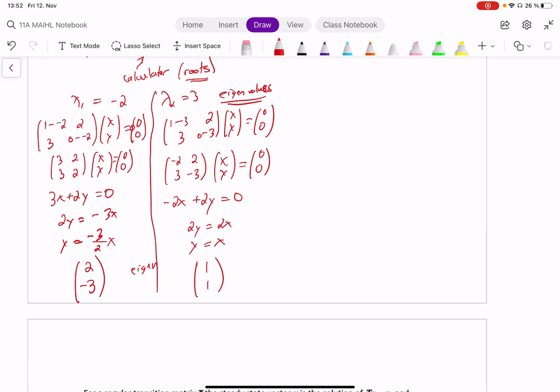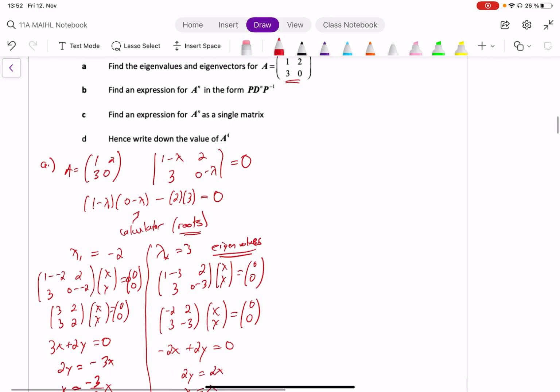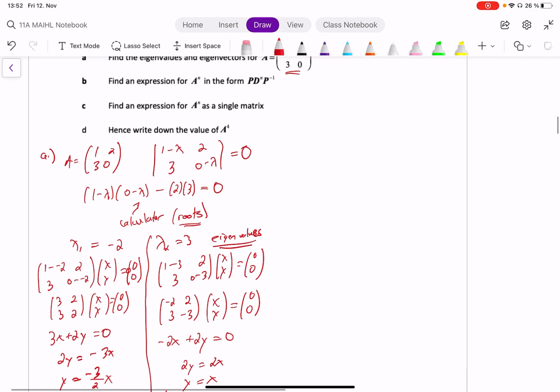Right? My eigenvectors are here and here. So I've done part A, right? I found the eigenvalues and the eigenvectors. And so now I want to find an expression for, right here, A to the n in this form. And so that means I need to find those various things. So part B, I need to figure out what does P represent. And so remember, P is just the eigenvectors. In this case are 2, -3, and 1, 1. And D, right? D is the eigenvalues in the leading diagonal. So eigenvalues right there. Other diagonal is 0, 0. So I have a representation of P and D.